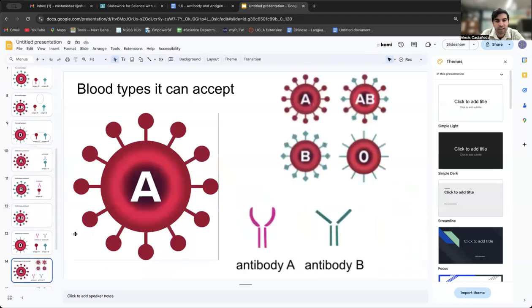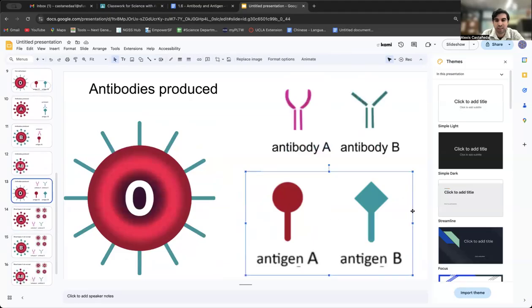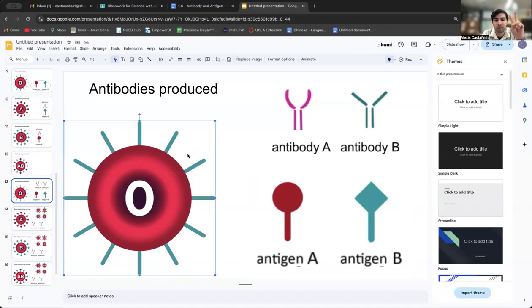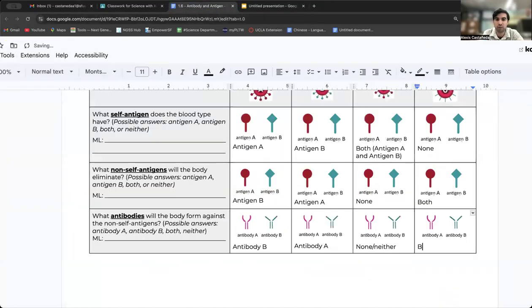So that means both of these are my non-self antigens, and I want to remove both of them. How do I remove both of them? Well, I need to have an antibody for each of them. For antigen A, I'm going to have antibody A. For antigen B, I'm going to have antibody B. So I'm going to make two antibodies if I'm blood type O, because I want to eliminate both of these. Both of these are strangers. Both of them we do not know. We do not want to have them around. So it's going to make both antibody A and B.